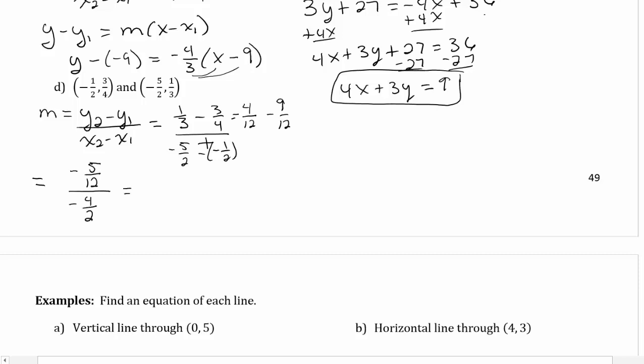So now we have negative 5/12 divided by negative 4/2, so that would be times a negative 2/4. And so now 2 goes into itself once and into 12 6 times. And so we have a negative times a negative, so it's going to be positive 5/24.